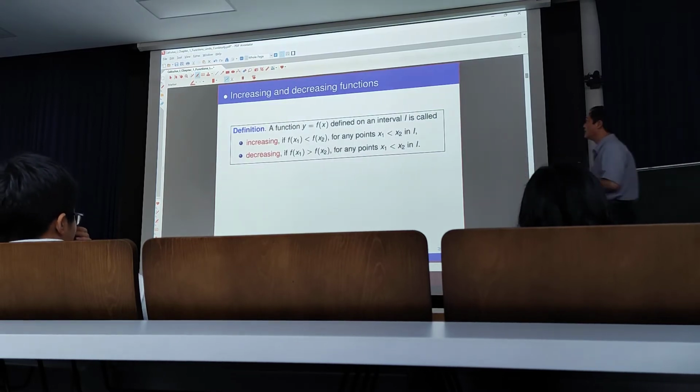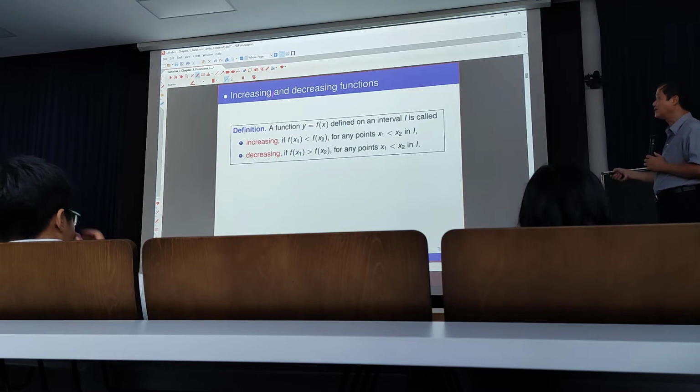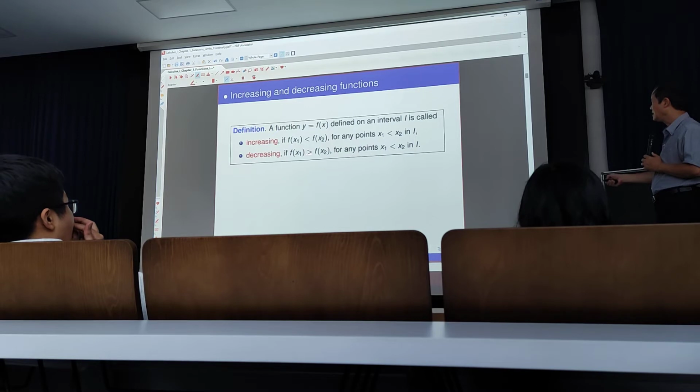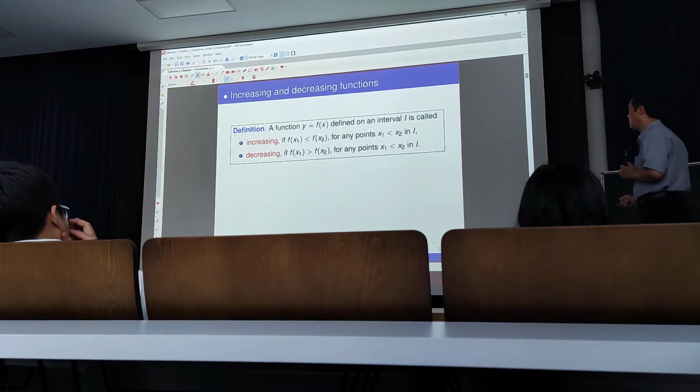Another type of function: increasing, hàm tăng, decreasing, hàm giảm. As x is increasing, the value is also increasing. As x is increasing, the value is decreasing. Thì cái đấy ta sẽ có hàm tăng và hàm giảm. Okay?